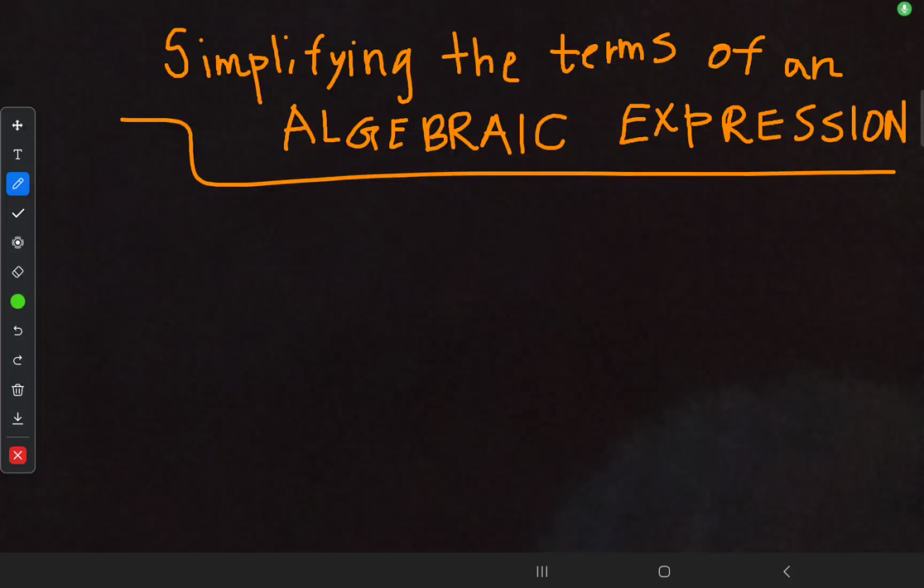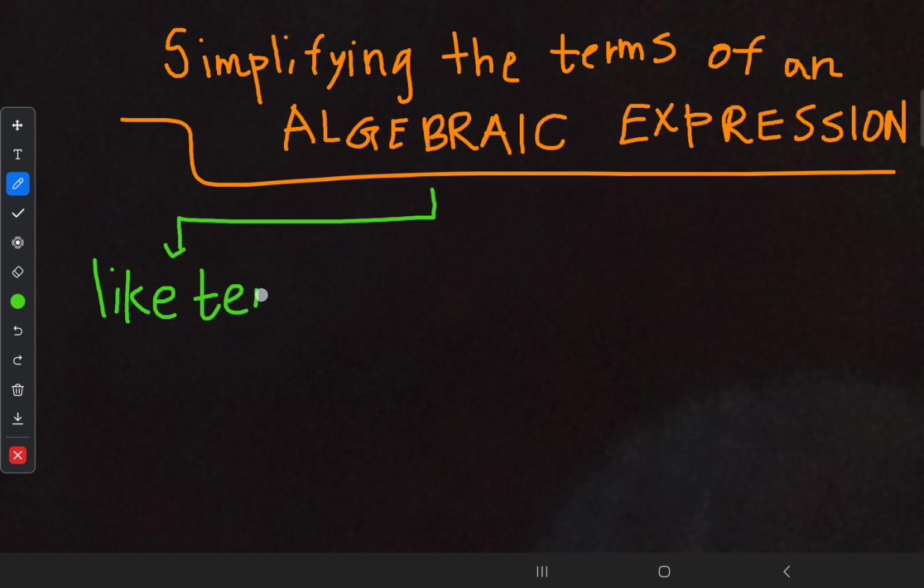We are going to simplify the terms of an algebraic expression. Under this topic, we are going to split this into two portions. First one is called like terms, like friends. First of all, we are going to discuss like terms.